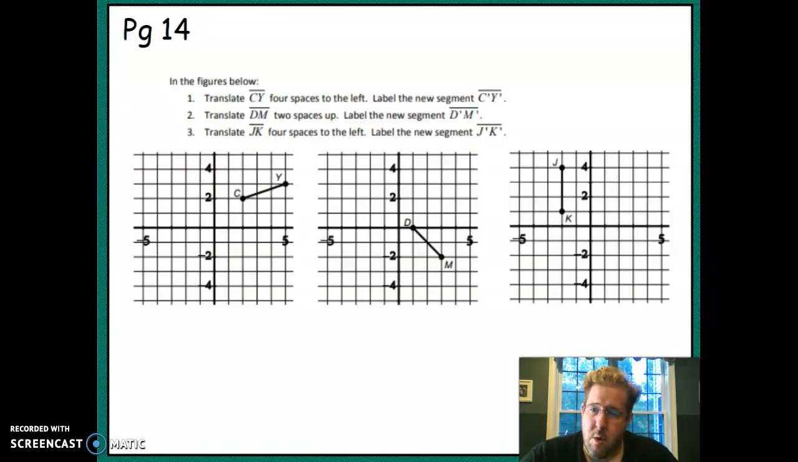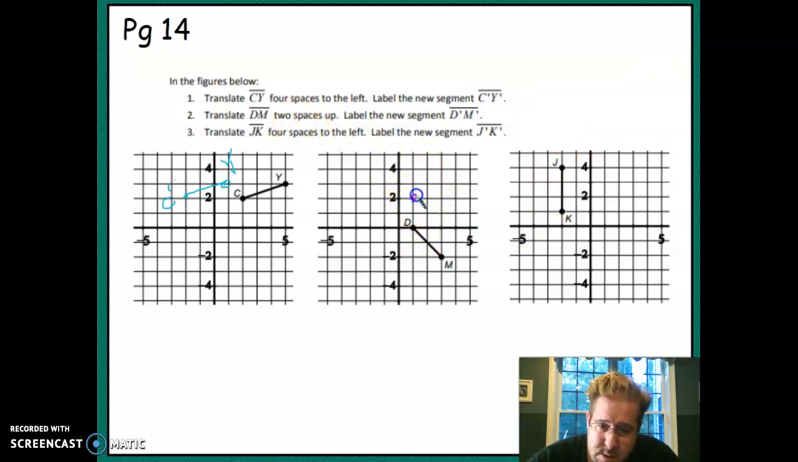All right, on page 14 of our packet, we have translate CY 4 spaces to the left. All you have to do to translate something is to simply move it 1, 2, 3, 4. So I'm going to put C prime right there because that's a copy of C. And then 1, 2, 3, 4. There's Y prime, and what you'll notice is that this segment is exactly the same length as the original.